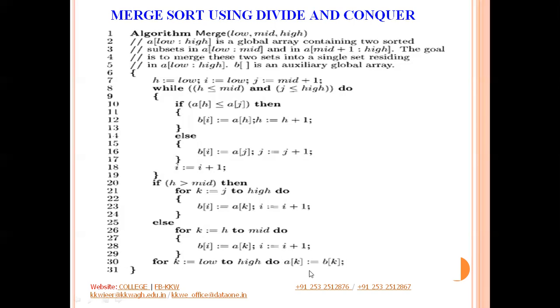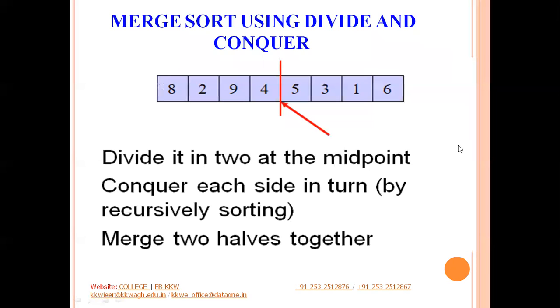For better clarity, let us see how these two algorithms actually work with the help of an example. Let us assume this is our array. As we know, our first step is to divide. Since there are more than one element, we have to split at the exact middle location. So we split it into two halves. This is our first half, this is our second half.